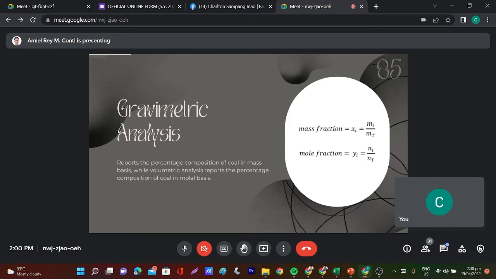Then the next analysis is volumetric analysis, which reports the percentage composition of coal on a molal basis. It focuses on the mole fraction, where Y sub I is the percent mole of the component, N sub I is the number of moles, and N sub T is the total number of moles.